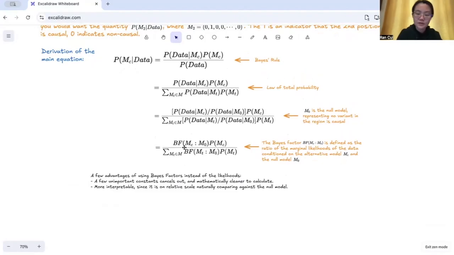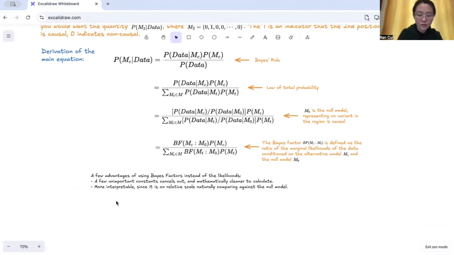If you think about it, a raw likelihood, like P of data given MC, can take the value of, say, 1.5 times 10 to the minus 16. And if I tell you that, you will have no idea if that's a good likelihood or a bad likelihood. But Bayes factor actually lives on a relative scale because it compares with the null model. So if I tell you the Bayes factor of MC against M0 is 10, then you know exactly what I'm talking about. You know that the likelihood conditioned on the alternative model is 10 times bigger than the likelihood conditioned on the null model.